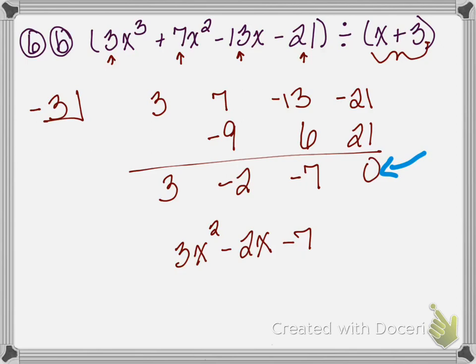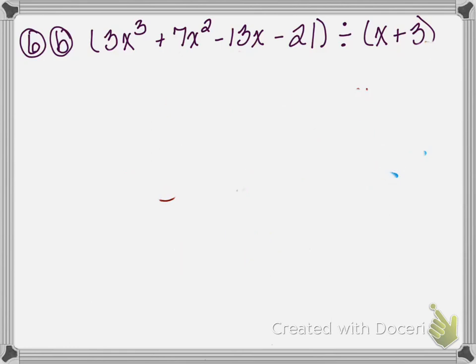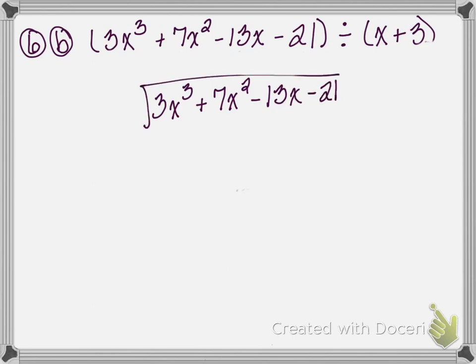Now, I also want to do that one using long division. So I am going to erase this, and I am going to put this in the long division format. So inside my box goes my longer polynomial. So I am going to have 3x to the third plus 7x squared minus 13x minus 21 inside my box, and I am dividing by x plus 3.